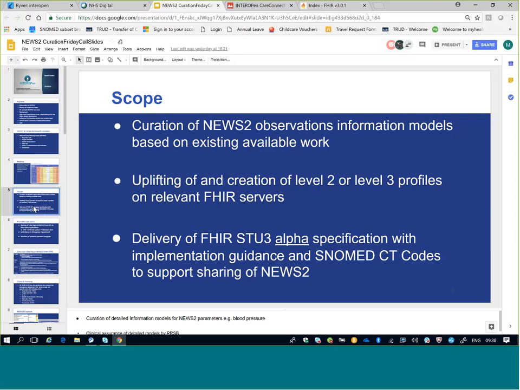What is out of scope is that we are not going to do detailed information models for individual parameters like blood pressure. So the blood pressure might have just systolic and diastolic. It's not going to have all possible nodes like the lying position or the cuff size. So these are going to be quite a basic set of parameter observations. And we are not going to do any more clinical assurance on that because the basic observations are already assured by the PRSP as part of the existing use cases.